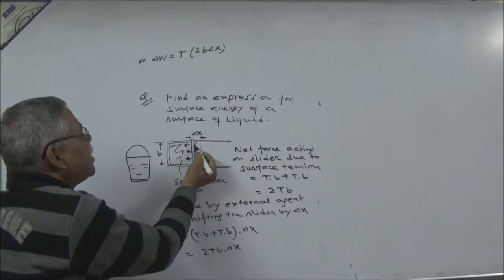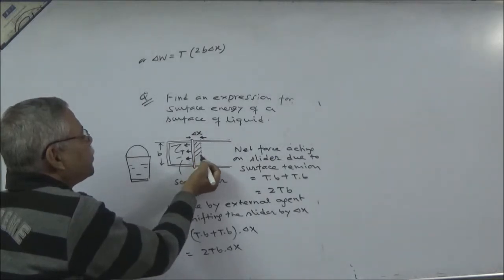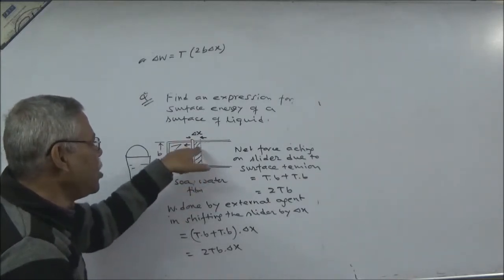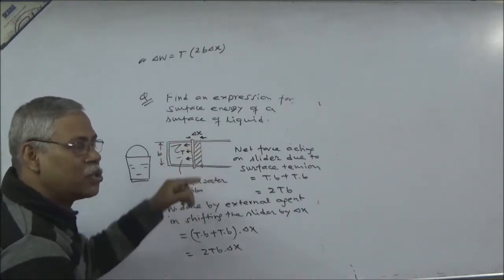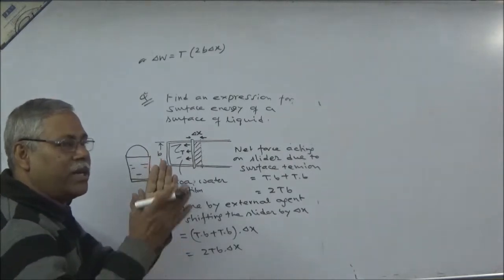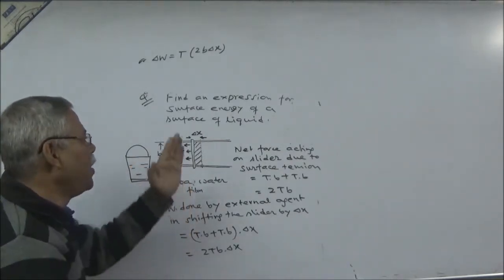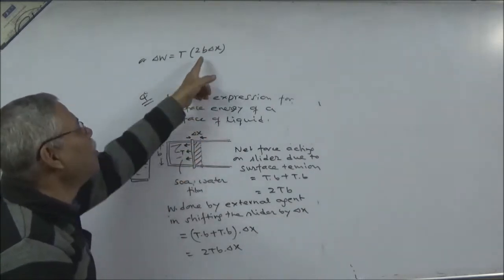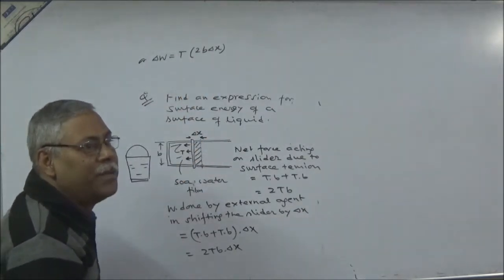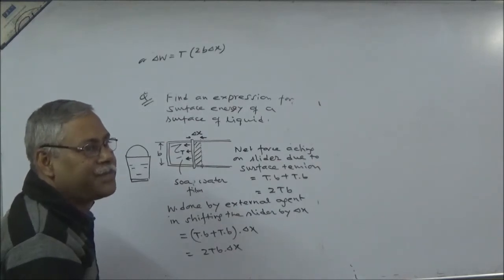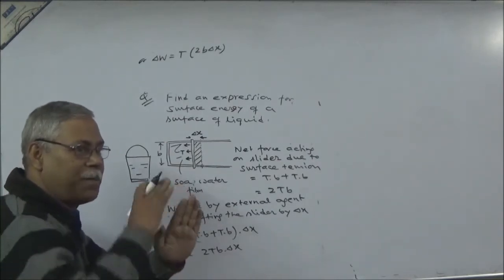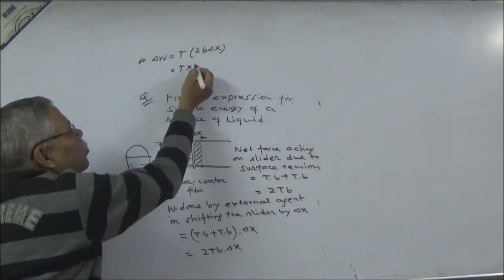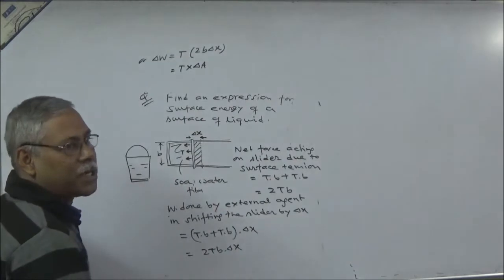B into del x is the area of this portion. So now I have already told you that it has two surfaces. So B into del x on this side and B into del x on the back side. So 2B del x is actually the change in surface area. Okay, keep in mind two surfaces. So this is equal to T into change in surface area.